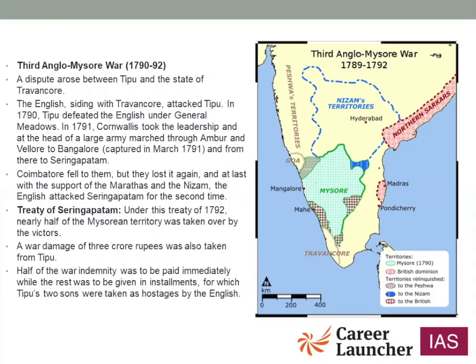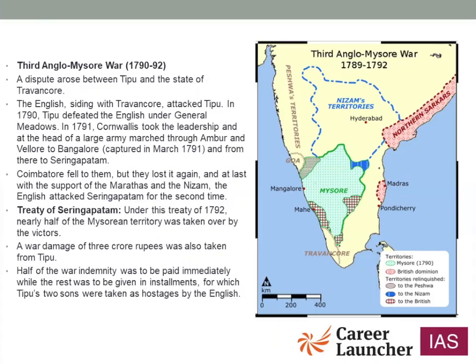Under this Treaty of 1792, nearly half of the Mysorean territory was taken over by the victors, that is, the East India Company, the Nizam, and the Marathas. So the black shaded part and black marked part are those territories which had been taken over by the victors. The blue part was given to the Nizam of Hyderabad, red was under the British Empire, and the newly acquired territory, the red boxes, was taken by the British, and the lined area was taken by the Peshwa or Marathas.